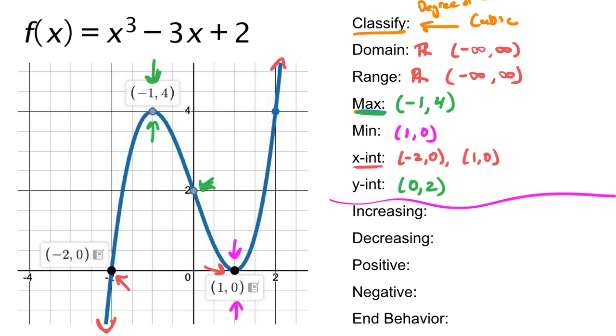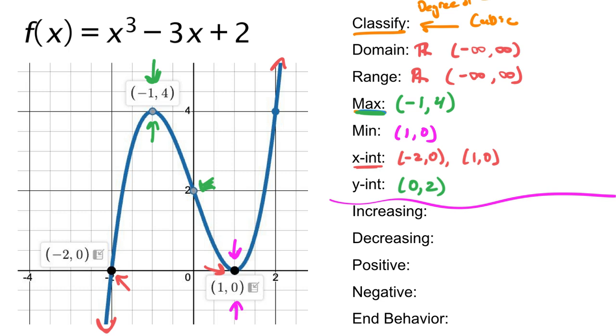Here's the new stuff. Increasing and decreasing. So what I want to do is start with my pencil on the left side of the graph, and trace it from left to right, like I read a book, from left to right. You'll see me tracing the graph from left to right. As I trace this, when am I moving my pencil up? When am I moving my pencil down? Those are going to indicate when I'm increasing and when I'm decreasing.